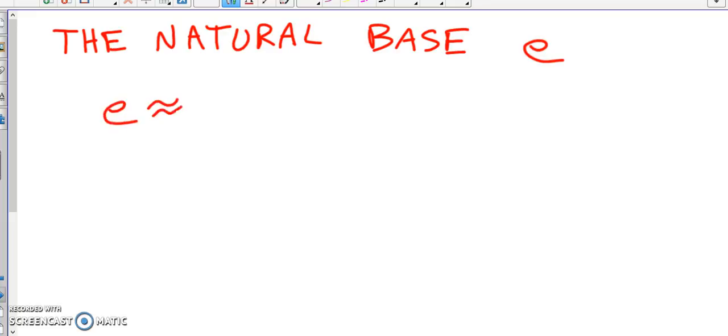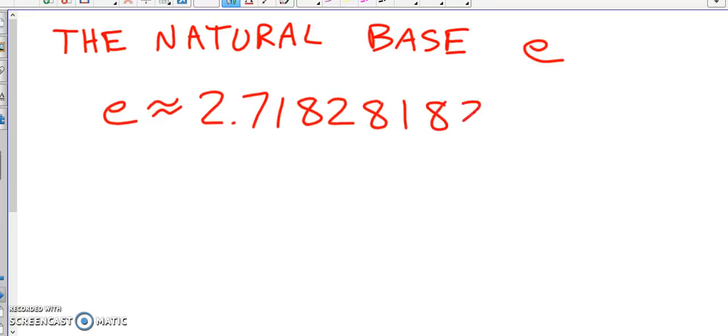So e is approximately equal to 2.71828182 and some other stuff. It's similar to pi in that it doesn't ever repeat and it doesn't ever stop. It just keeps going with no noticeable pattern.